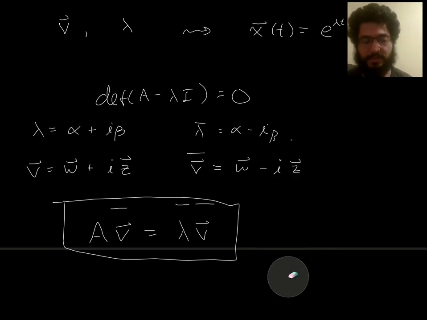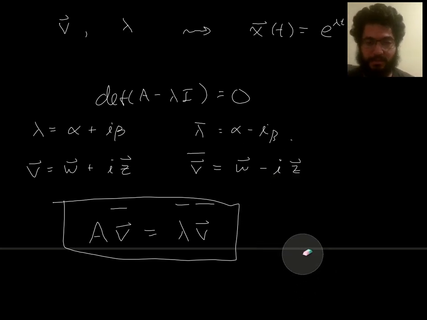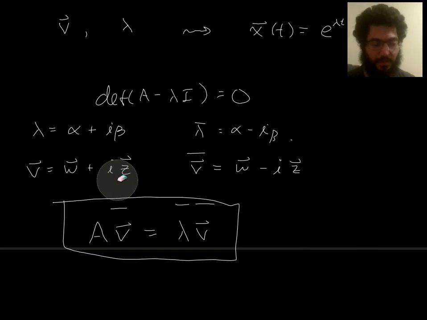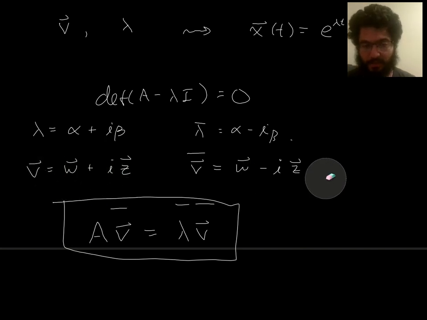And you will see me use this to save some work later on. If I need to get the other eigenvector when I have one complex one, then I'm just going to take the complex conjugate.